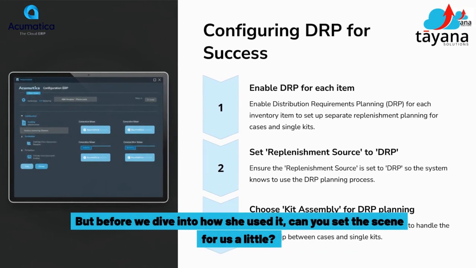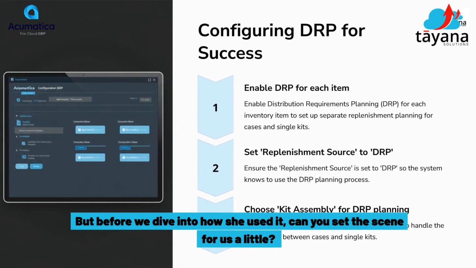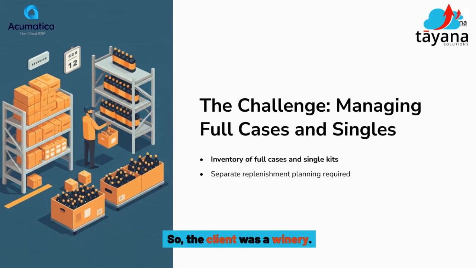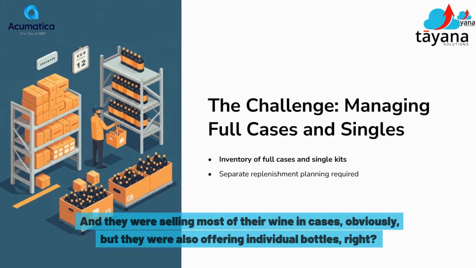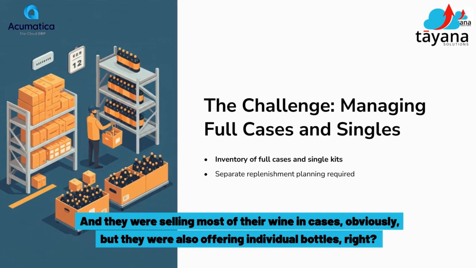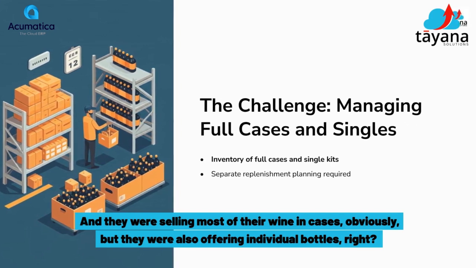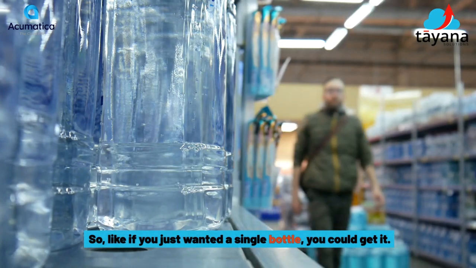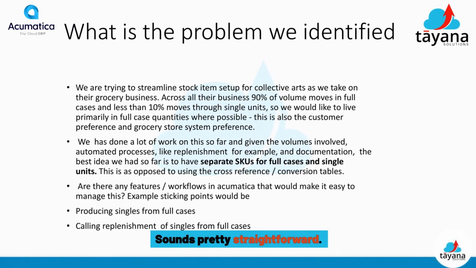But before we dive into how she used it, can you set the scene for us a little? What was the client-specific situation? Sure. So the client was a winery. Okay, a winery. Makes sense. And they were selling most of their wine in cases, obviously, but they were also offering individual bottles. Right, so like if you just wanted a single bottle, you could get it. Exactly. Sounds pretty straightforward. What's the problem?